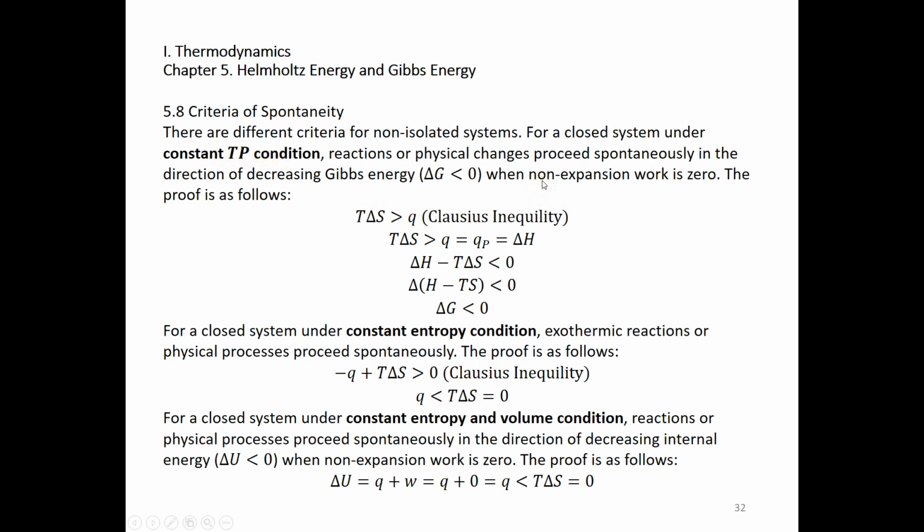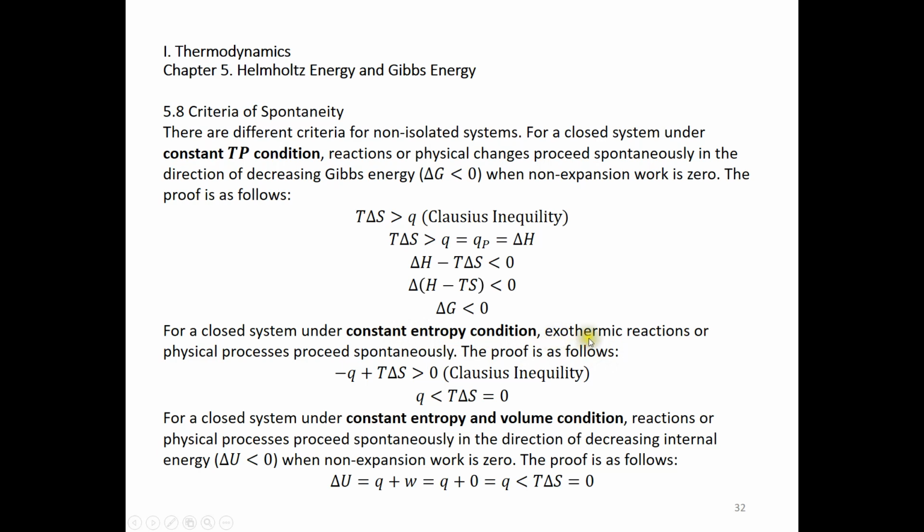when the amount of non-expansion work is 0. You may ask, what if there is non-expansion work? Then delta G is less than the amount of non-expansion work. For a closed system under constant entropy condition, how do we have this constant entropy condition? One example is adiabatic reversible. In that case, entropy is constant.